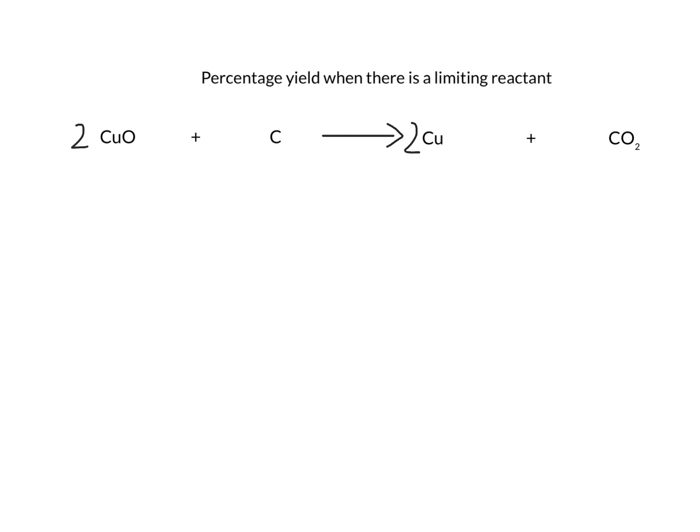Now, the other thing to factor in is your state symbols. So copper oxide needs to be a solid, carbon is a solid, copper will also be a solid, and carbon dioxide will be a gas.